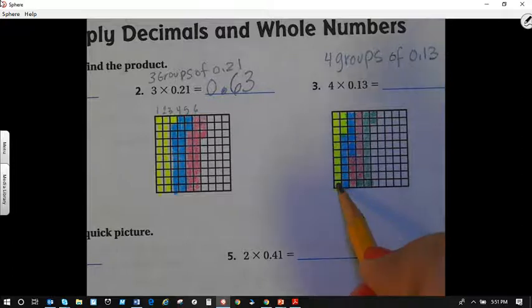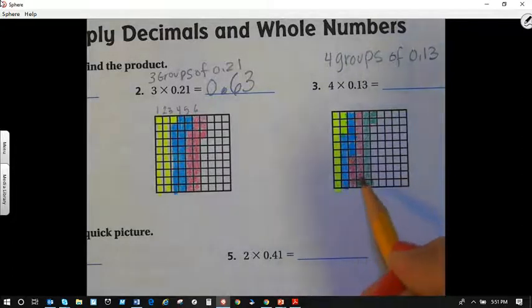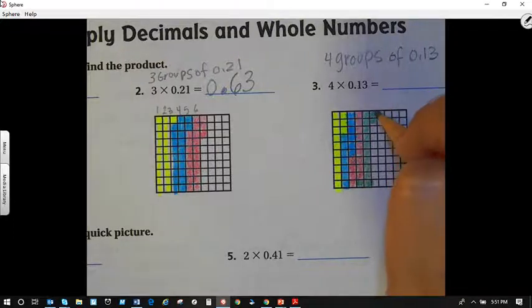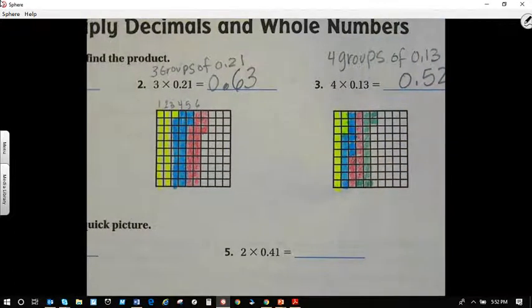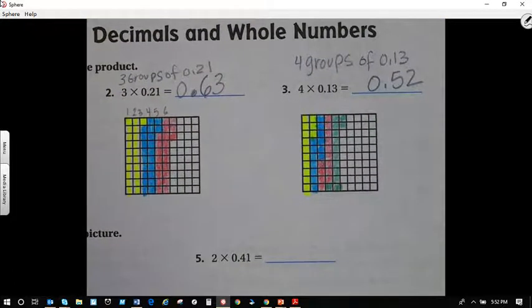So I have 10, 20, 30, 40, 50. Plus 2 is 51, 52. So my answer is 5,200. Okay, so does that make better sense? All right, so again, using this in different colors, you're able to see what that looks like. Now, let's go on to the next problem.